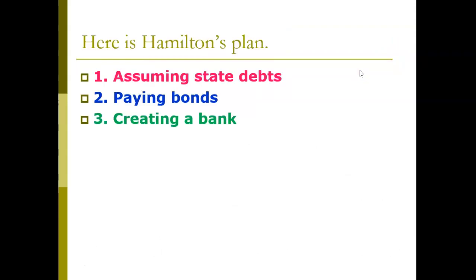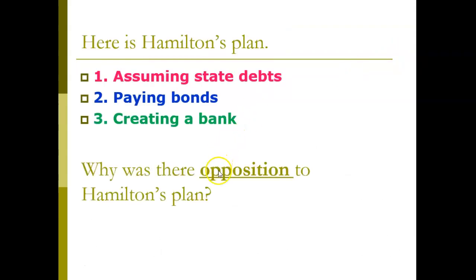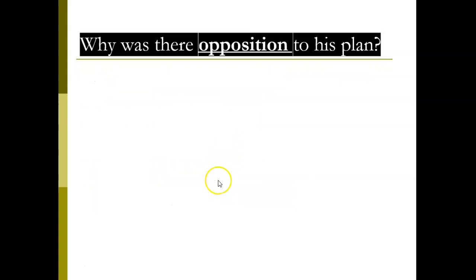So there, we've talked about his plan. Now let's do this next one. Why is there opposition? So in your notebook, hopefully you have this written down. If not, just pause the video and stop. There's opposition for a few reasons. So let's go through them one at a time.